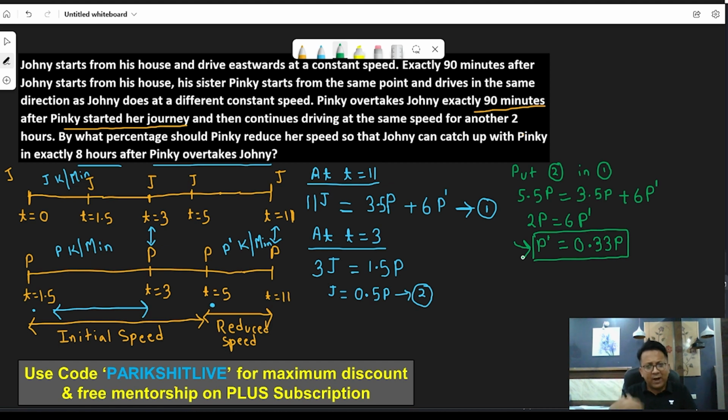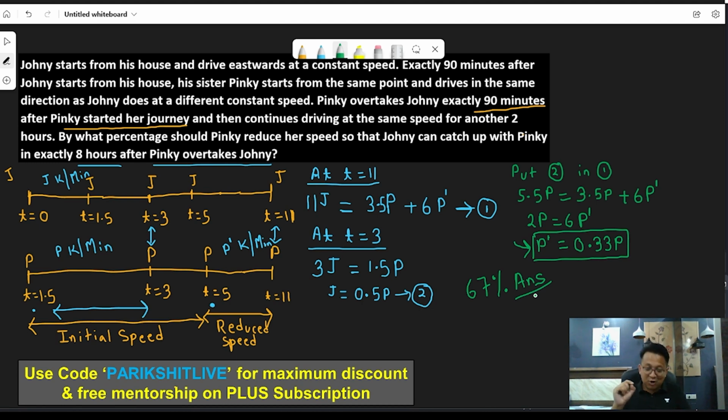So by what percentage should you reduce your speed? You should reduce your speed by 67%. And that's your answer for this very awesome question. Yes, so your new speed is 33% of the original speed. So by what percentage should you reduce your speed? You should reduce your speed by 67%.